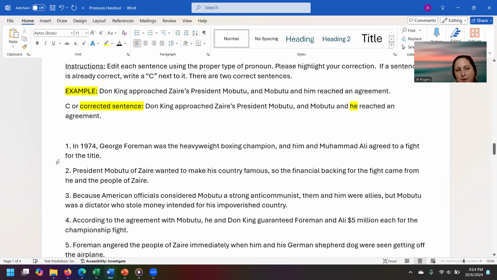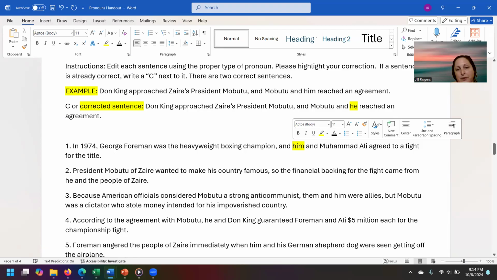So let's do number 1 together. In 1974, George Foreman was the heavyweight boxing champion, and him and Muhammad Ali agreed to a fight for the title. Let's take a look. So the pronoun could be anywhere. Let's find the pronouns. I don't see any pronouns until here, right? I see this pronoun right here. Let me see if it's correct. Well, I know this is a fanboy, right? So if it's correct, it has to be separating 2 independent clauses with a comma, right?